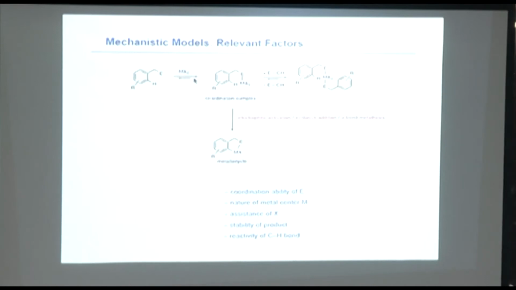So what decides whether we get cyclometalation and what type of cyclometalation? There are basically five factors we have to consider. We have to consider the coordination ability of the coordinating site. We have to consider the nature of the metal center. We have to consider potential roles of X in assisting or not assisting cyclometalation. We have to consider what forms stable products, or if you like, what transition states are low-lying and lead to stable products. And then, of course, a key factor also is the reactivity of the CH bond.